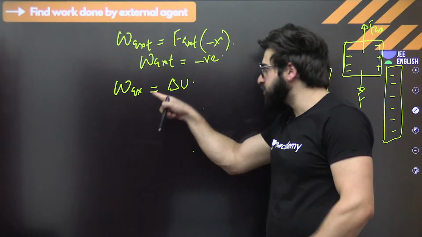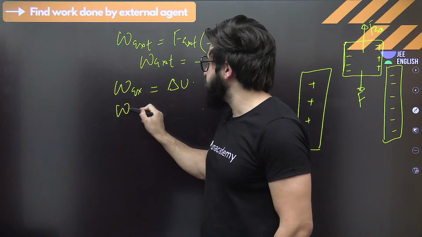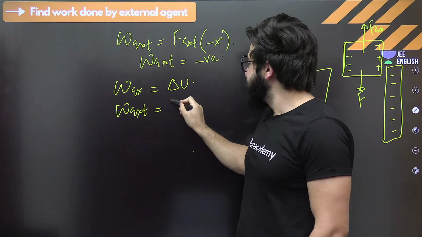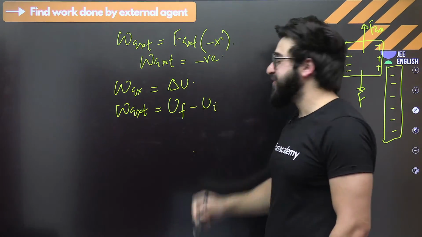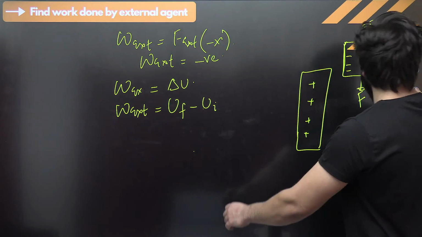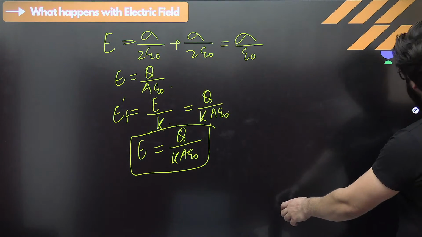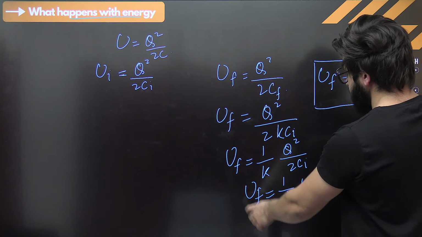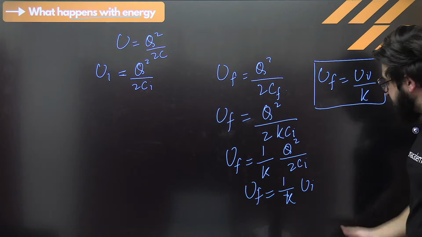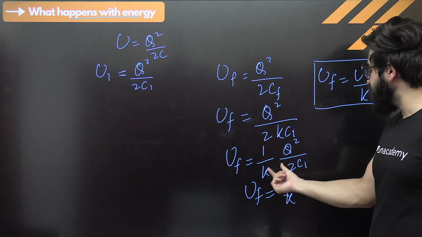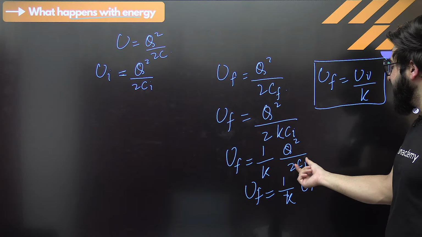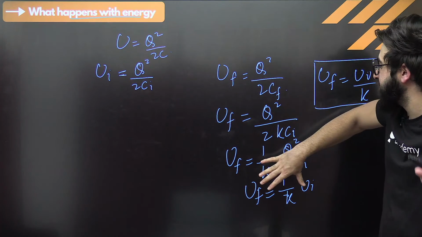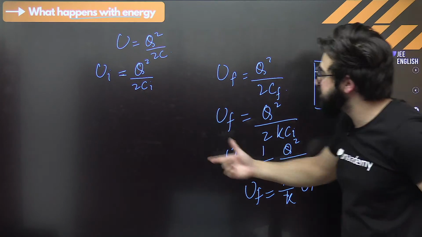Fine. So can you tell me in this case how much will be the work done? You will say simply, sir, the change in potential energy, that is UF minus UI. What was the final energy we recently got? That is Q square by 2C, with the capacitance being K times Ci. Don't talk about the potential; this is the final energy and this is the initial energy.